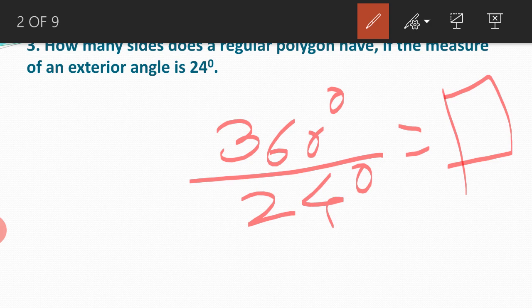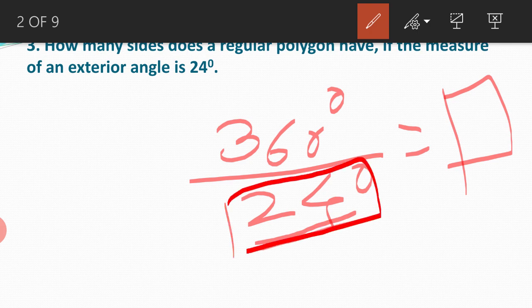That means this 24 degree, or measure of an exterior angle, should be a factor of 360 degree, or it should divide 360 degree completely. Why? Because number of sides will always be a positive integer. Are you getting this important point?